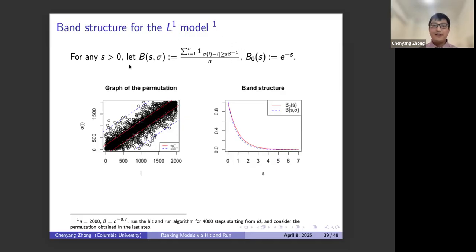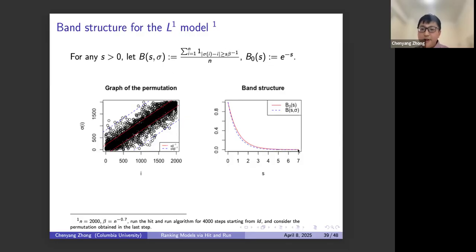And therefore, we define this statistic, which exactly gives the proportion of such points. And from this empirical simulation, we can plot this function value for different s, which gives a band of different widths. So in terms of s, we can plot this proportion in this picture.